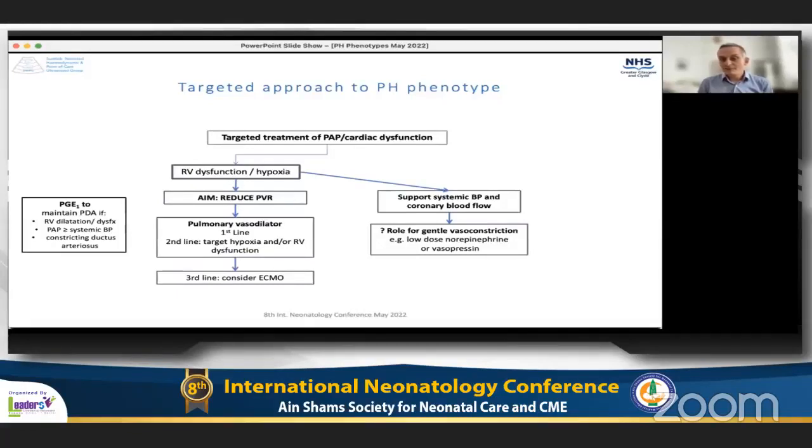In this setting, it almost also makes sense to try and maintain a normal systemic blood pressure to support coronary blood flow to the right ventricle. And there's a case here for gentle vasoconstriction, perhaps using low-dose norepinephrine or vasopressin. It's important to recognize that it may not be appropriate in other phenotypes, however, and we'll come on to that.